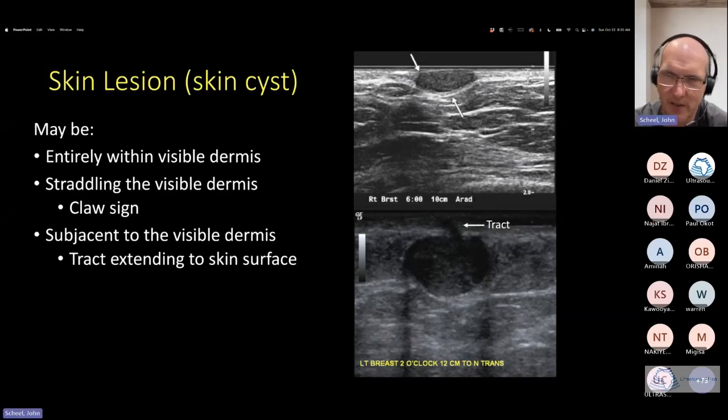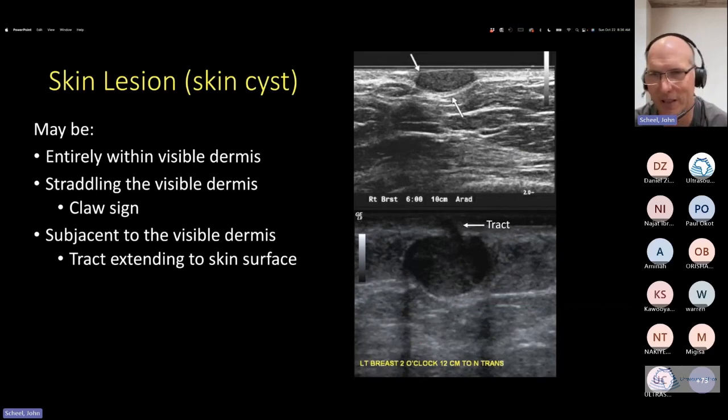If it is subjacent in the skin, as shown in the bottom figure, you need to show that there is a tract extending to the skin surface, as I have with my white arrow there. If you do not see that, it has to be treated as a mass, and unfortunately, that means you have to biopsy it, and sometimes the patient will get an infection.